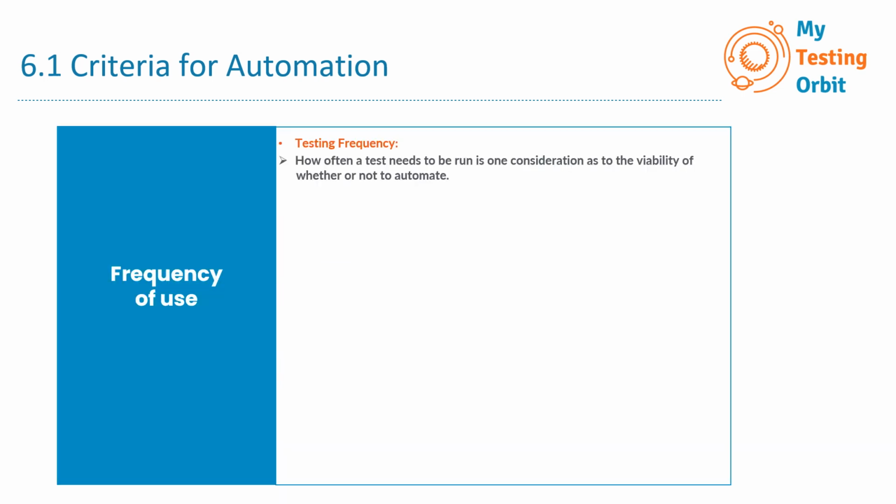Frequency of use. Testing frequency. How often a test needs to be run is one consideration as to the viability of whether or not to automate. If a test needs to be performed frequently, it's a good candidate for automation. On the other hand, tests that are rarely performed may not be suitable for automation, as the time and effort it takes to set up the automated testing might not be worth it. So testing frequency is all about how often you do the testing, and it influences the decision of whether to use automation or manual methods for testing.